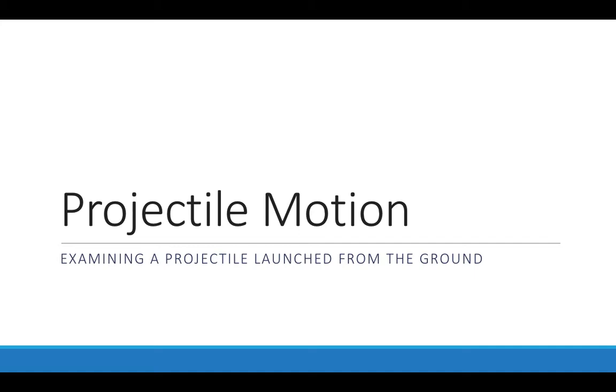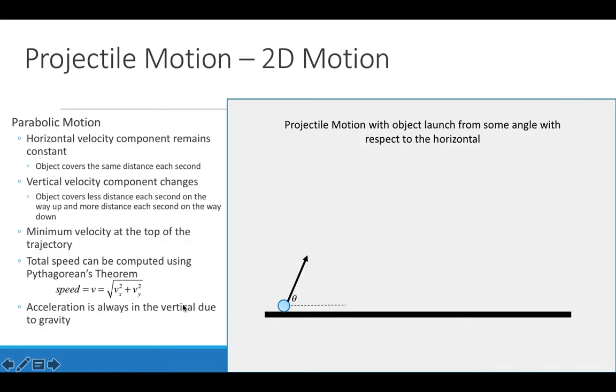In this lecture, we examine projectile motion where the projectile is launched from the ground at some angle. So when an object undergoes projectile motion, we know that the horizontal and the vertical motions are independent of one another, and that along the horizontal direction, the object covers the same distance each second because there's no acceleration along the horizontal direction, and the velocity remains constant along the horizontal.